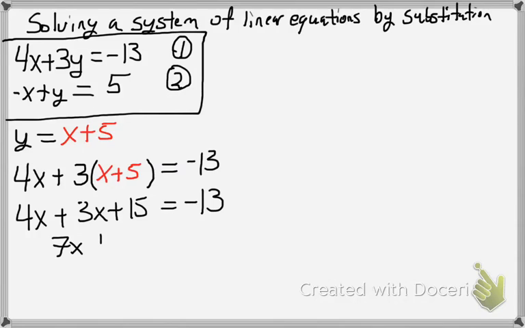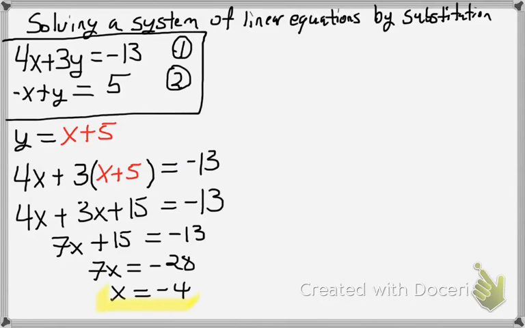So that gives us 7x plus 15 equals negative 13. We'll subtract 15 from both sides and get 7x is equal to negative 28. And then we'll divide both sides by 7 to get negative 4 for our x value.